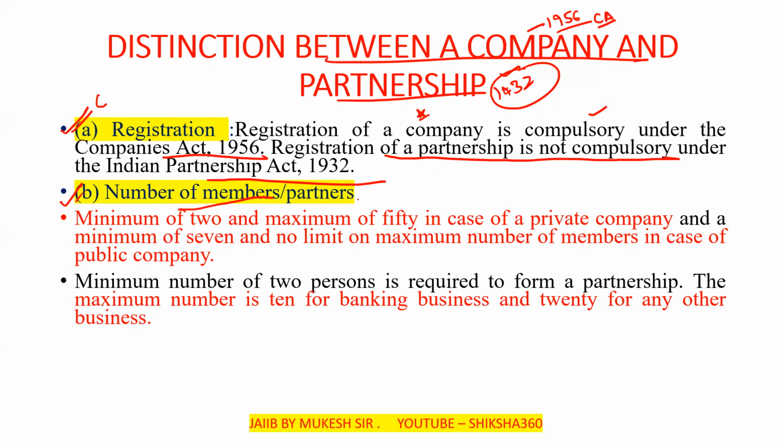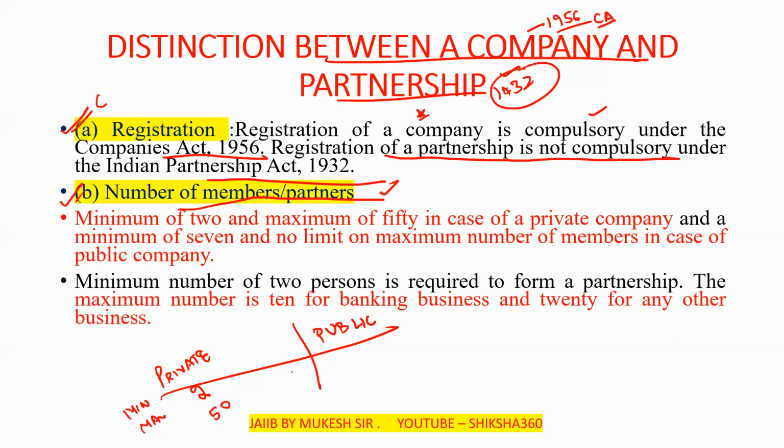Next point is the number of members or partners. Very, very important. First of all, I will write here private company, second one public company. This is a very, very important question. In a private company, the minimum is 2 and the maximum is 50. In the case of a public company, the minimum is 7 and there is no maximum limit.